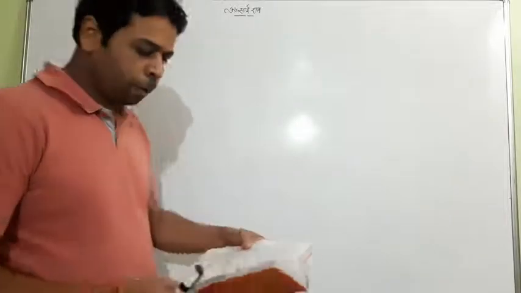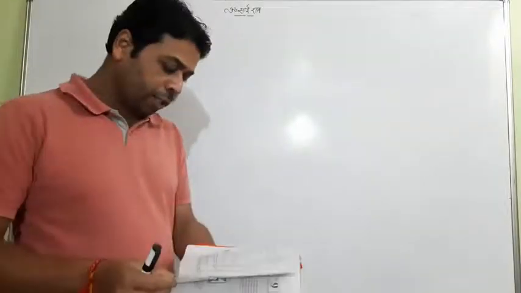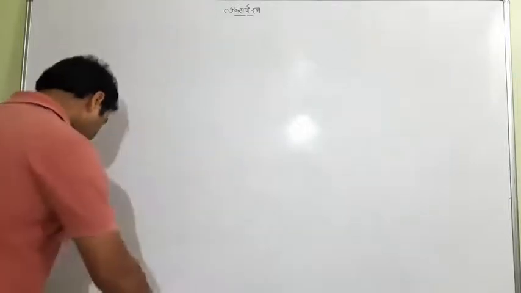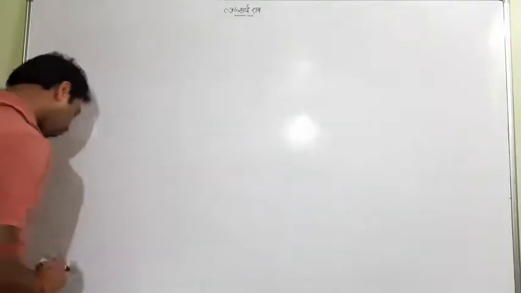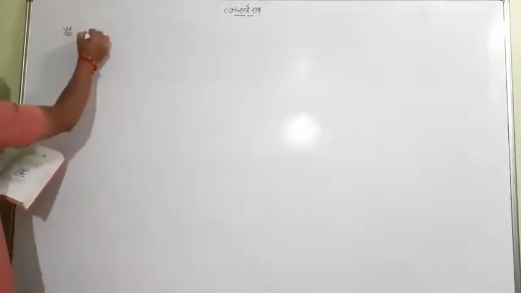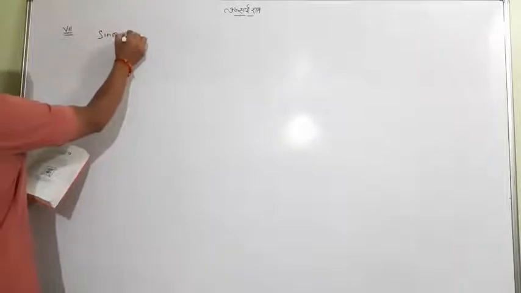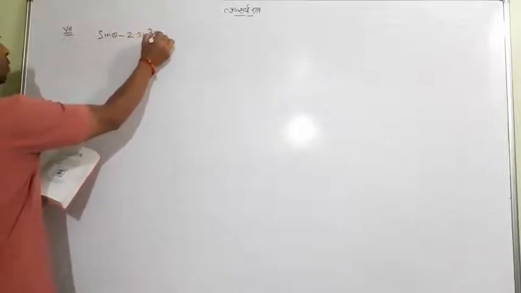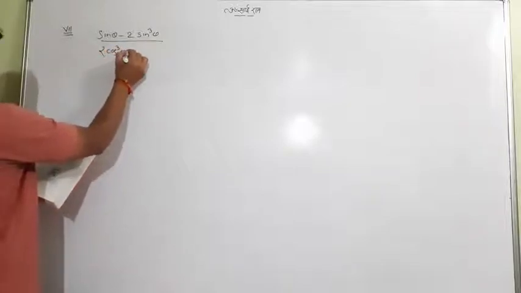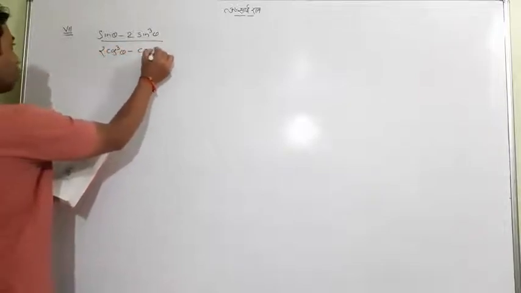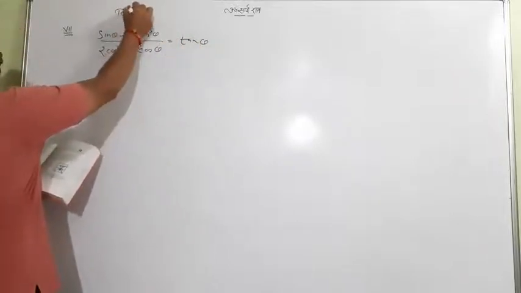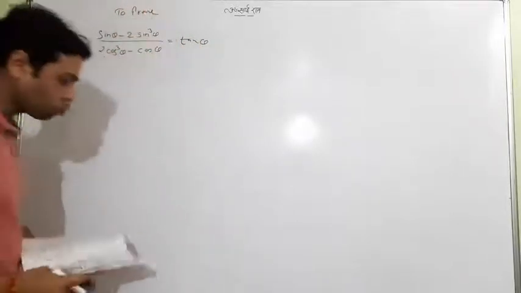Good morning students. Today we'll see some more questions of the same exercise 6.8.4. Let's look at question number 7. We need to prove that (sin theta minus 2 sin cube theta) upon (2 cos cube theta minus cos theta) equals tan theta.